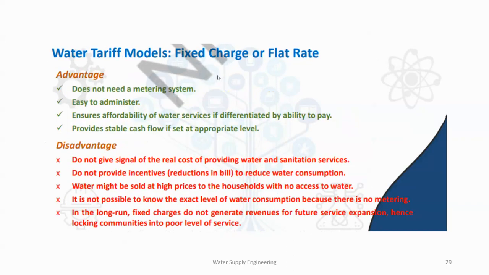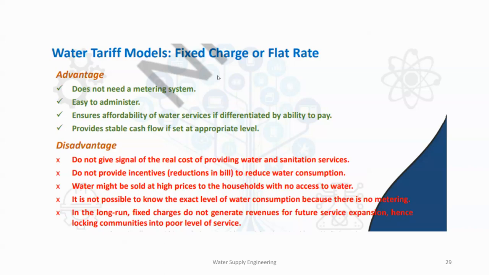So, this particular method has several advantages as well as several disadvantages. The primary advantage is that we do not need a metering system. So, we do not need to have an employee to go from house to house taking the readings. So, it is easy to manage or administer. If properly differentiated depending upon the financial status of the people, then this particular method ensures affordability and it provides stable cash flow.